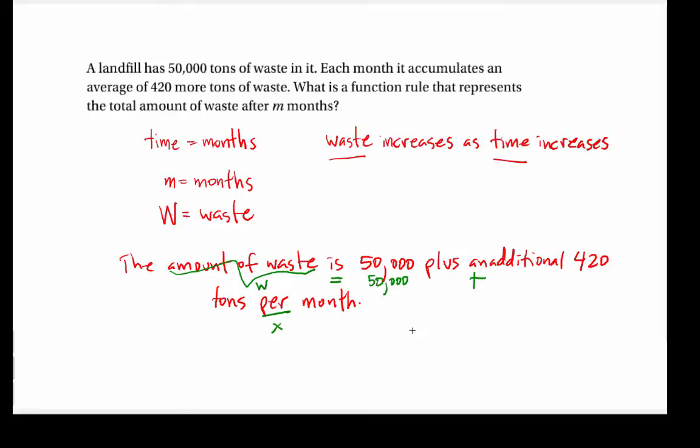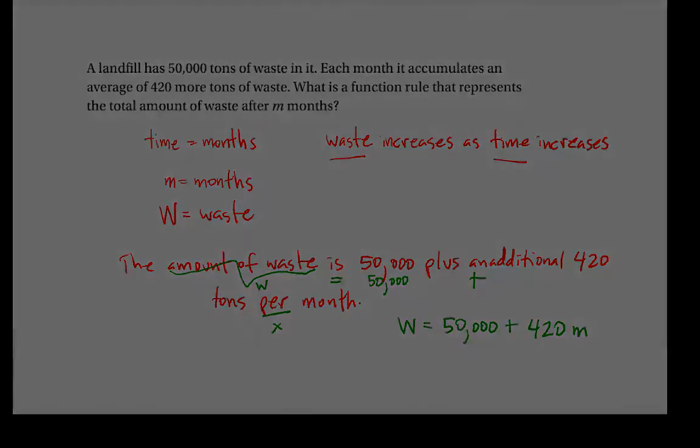So if we take all this and formalize it into an equation, we get capital W equals 50,000 plus 420m. And notice we don't put units in an equation. We leave the units out. We just put the numbers in, and we can always go back and add our units onto our answer if we were going to do a calculation using this equation.